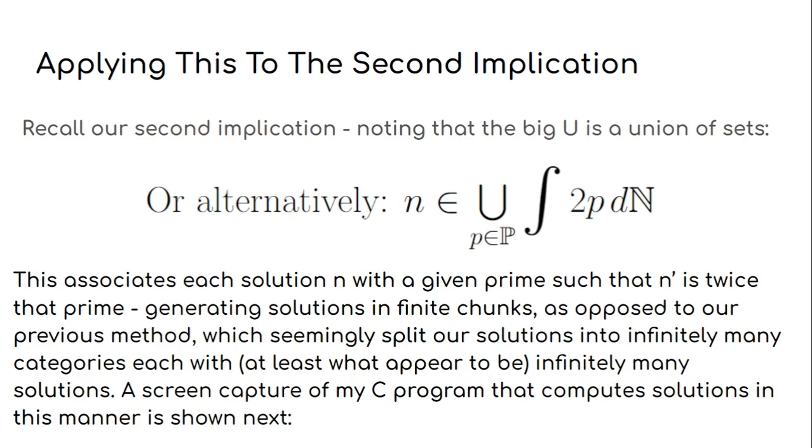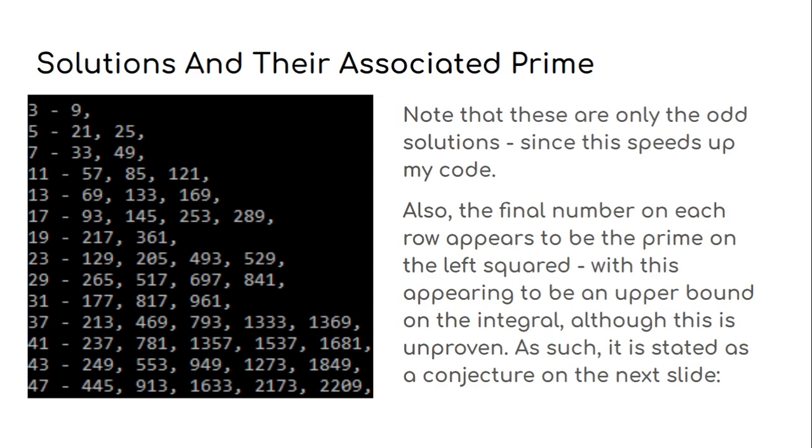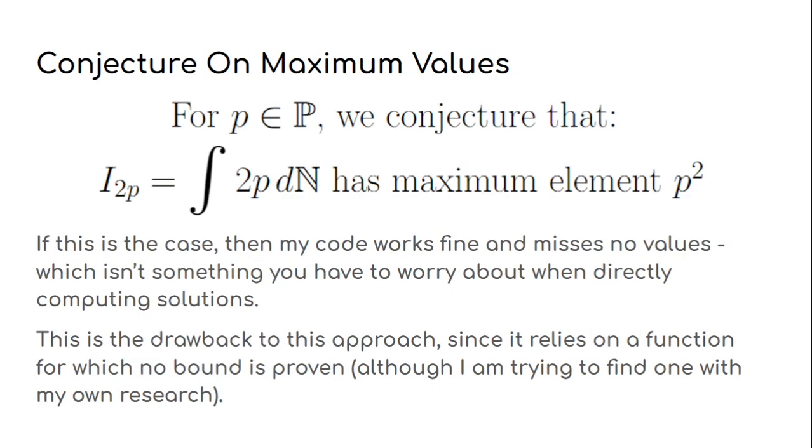This, rather than splitting into infinite solution classes, splits our solutions into finite chunks, which is actually both better and worse for reasons I will discuss now. It's better because we avoid all the horrible algebra involved in the old method, but it's also worse because we don't actually know the highest number that an arithmetic integral can take. It appears to be the case that for our integrals of 2p, the highest number that integral can take is p squared, although this isn't proven.